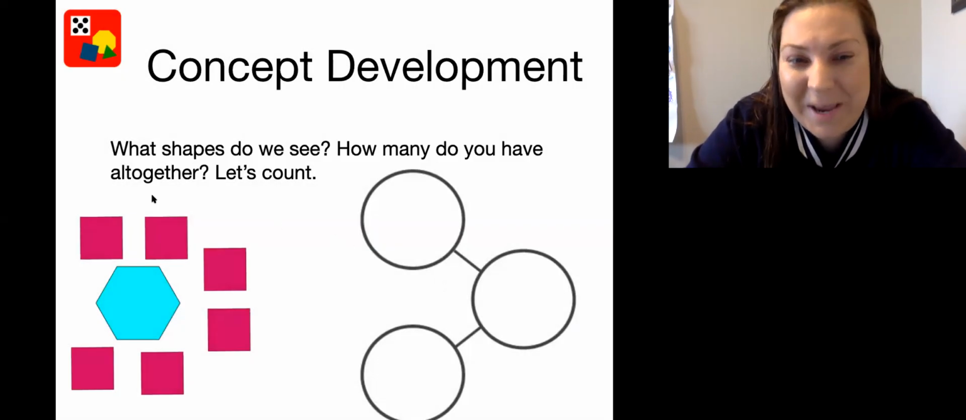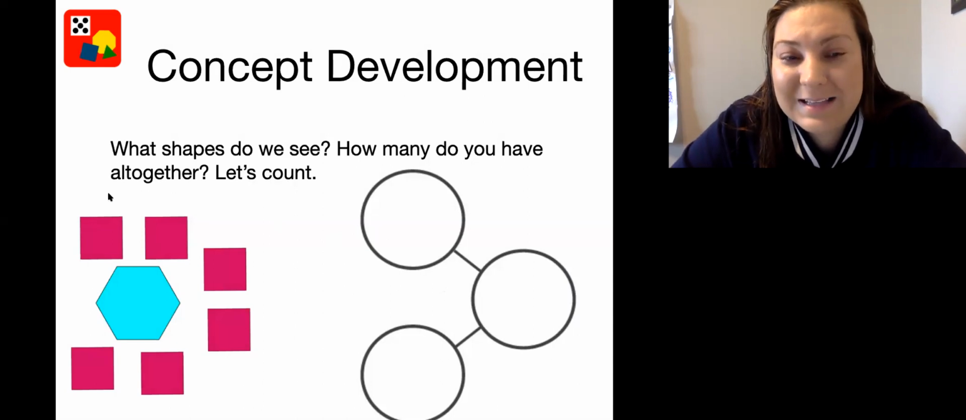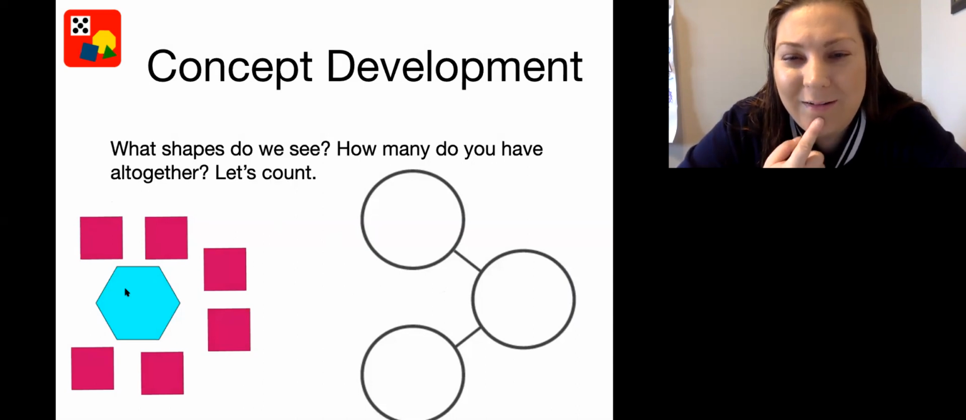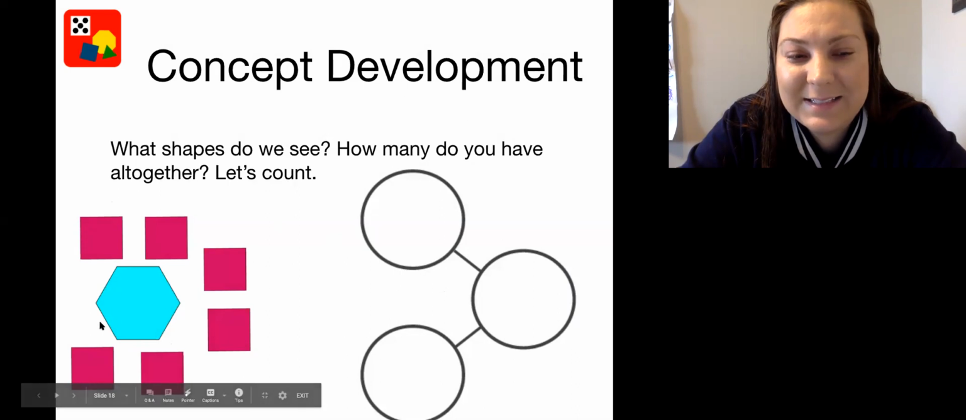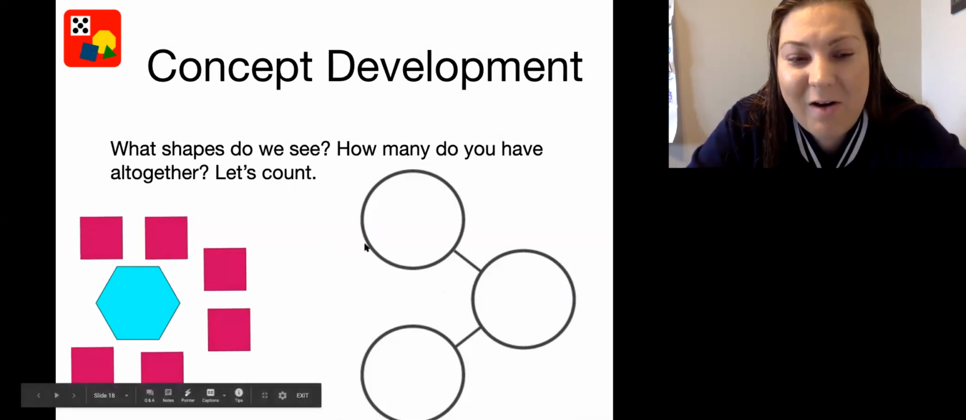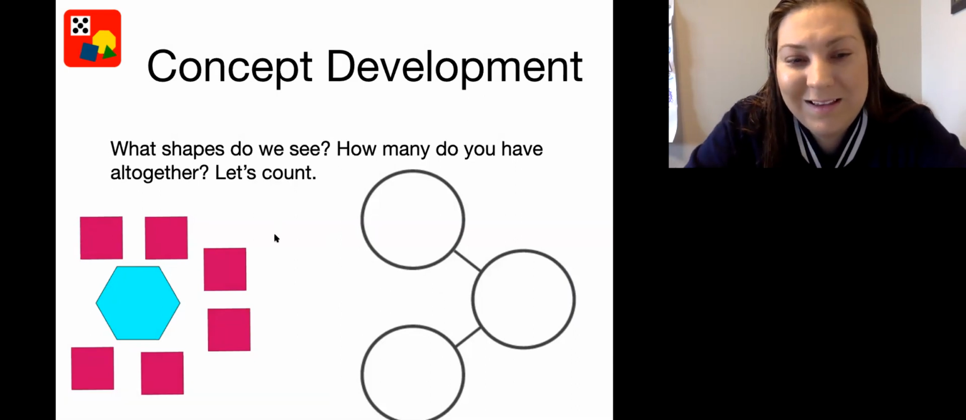Okay, here's some more shapes. Which shape has four sides? The square. The square has four sides and four angles. What about this shape right here? Do we remember what it's called? It's called a hexagon. It has six sides, 1, 2, 3, 4, 5, 6, and six angles, right? Six little corners. Okay, let's count all of those shapes together. So go ahead and count all of those shapes. Very good. There are seven shapes.